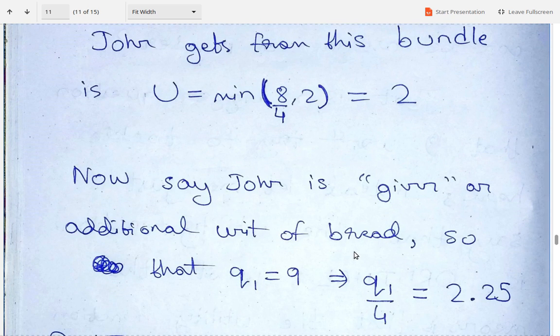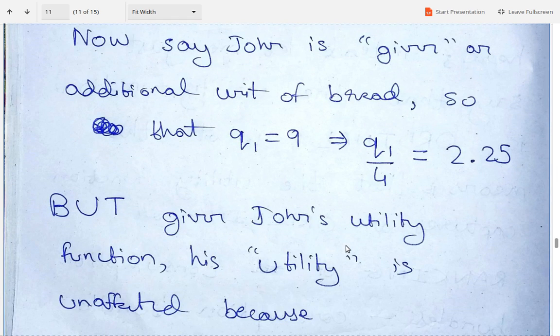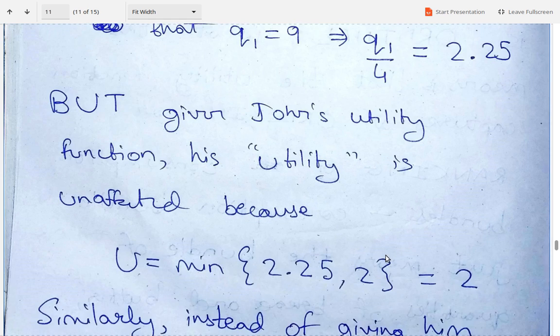Now, say John is given an additional unit of bread so that now q1 is equal to 9. So q1/4 is equal to 2.25. But despite having an additional unit of bread, John's utility is unaffected, because u is equal to the minimum of 2.25 and 2, which is still 2.